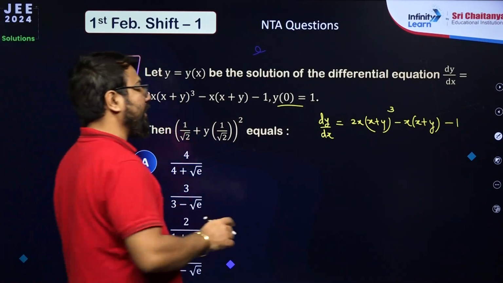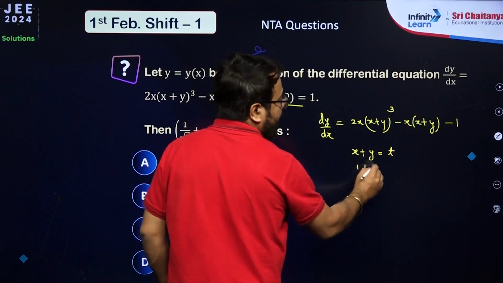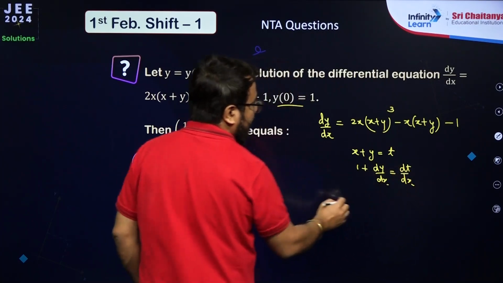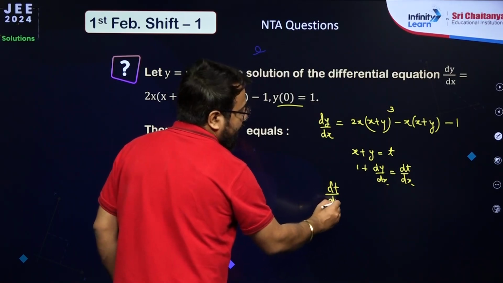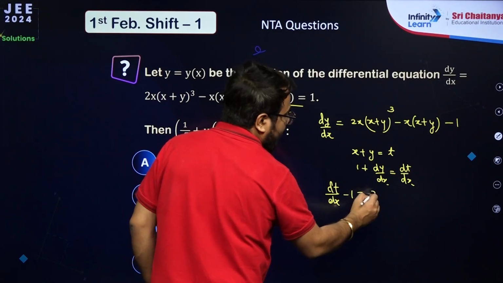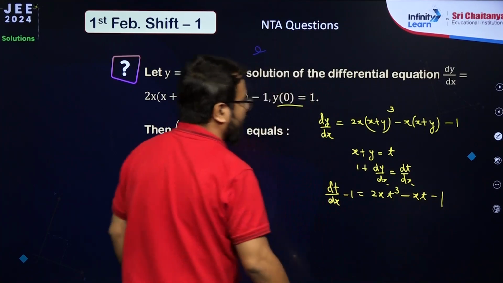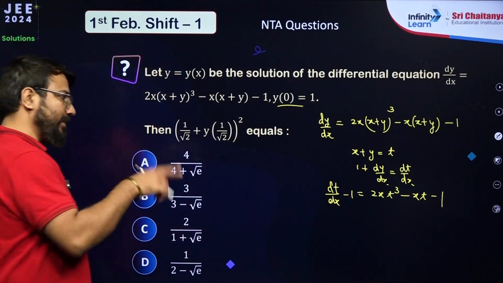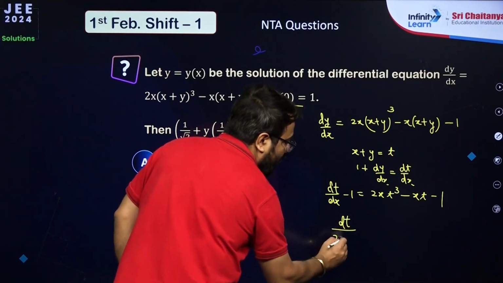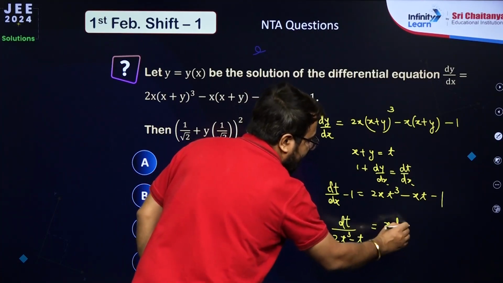How to find that? If I consider x plus y as a new variable t, I differentiate with respect to x. So 1 plus dy by dx will be equal to dt by dx. dy by dx will be written as dt by dx minus 1. Here it will be 2x t cube, then it is xt and then it is minus 1. I hope you are able to understand. Minus 1 getting cancelled. So it will be dt over 2t cube minus t, equals x dx.